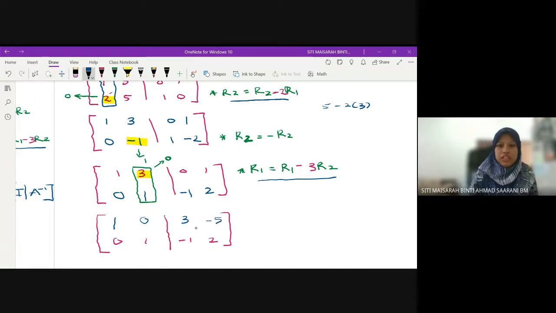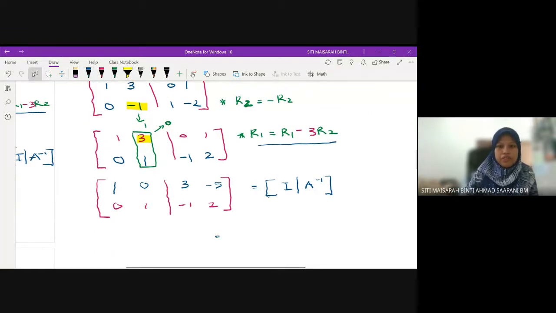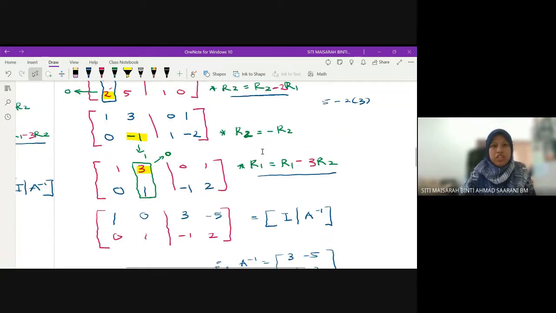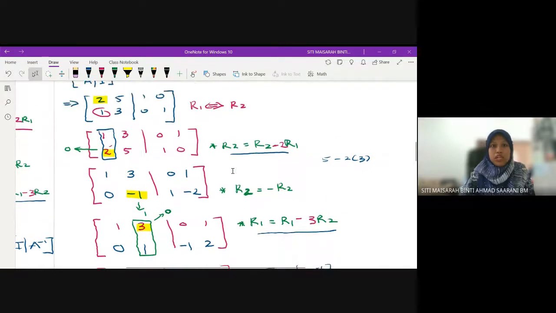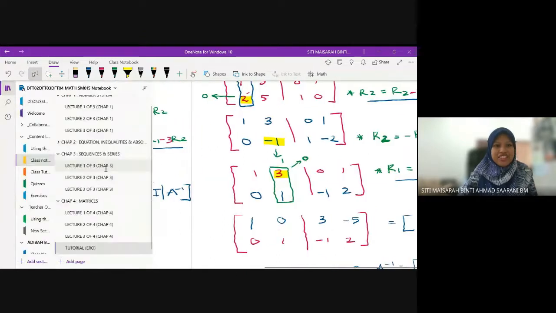Okay, so then kita dah tukar ini dah jadi A inverse. So jadi our A inverse, kita tulis balik lah. So therefore A inverse is equal to 3, negative 5, negative 1, 2. Okay, so this is your answer. So awak ini 2 kali 2. Okay. Yang challenge-nya bila dia 3 times 3.